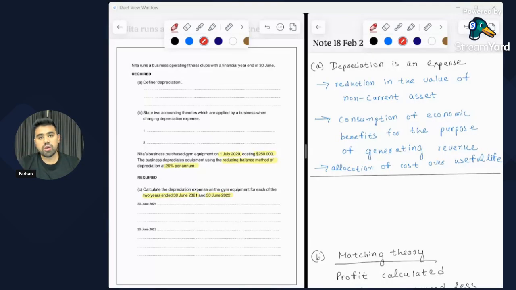Today we have another question for depreciation, and this is taken from a past exam, which is the 2022 Paper 1. So let's go through the question step by step. Nita runs a business operating fitness clubs with a financial year ending on 30 June, and we're required to define depreciation. Now, what is depreciation?